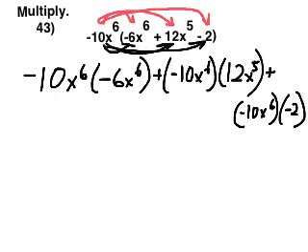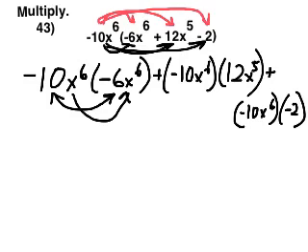So we have negative 10x to the sixth times a negative 6x to the sixth. We multiply the numbers times the numbers, right? And the variables times the variables. And we can do that because of the distributive property, the commutative property, the associative property allows us to do that.